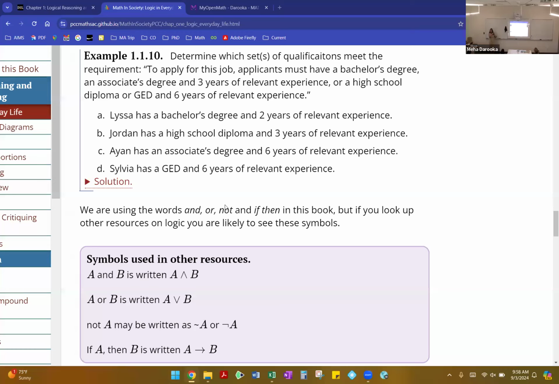You guys in the back can see that? You want me to make it bigger? Yeah, good. Or you can open it up on your device if you want to get into the textbook and open it up.